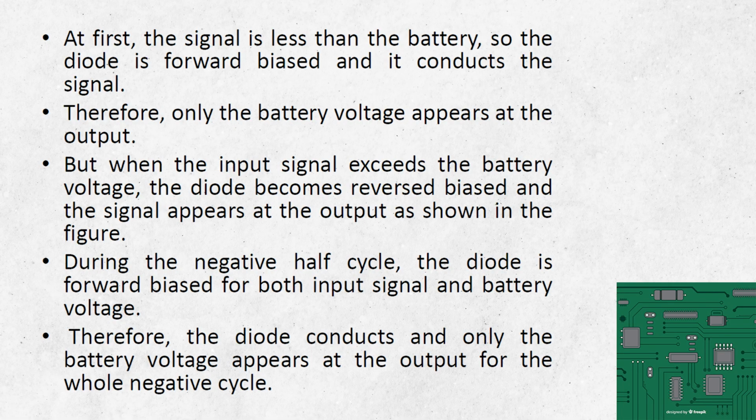At first, the signal is less than the battery, so the diode is forward biased and it conducts the signal. Therefore, only the battery voltage appears at the output, but when the input signal exceeds the battery voltage, the diode becomes reverse biased and the signal appears at the output as shown in the figure. During the negative half cycle, the diode is forward biased for both the input signal and the battery voltage. Therefore, the diode conducts and only the battery voltage appears at the output for the whole negative cycle.